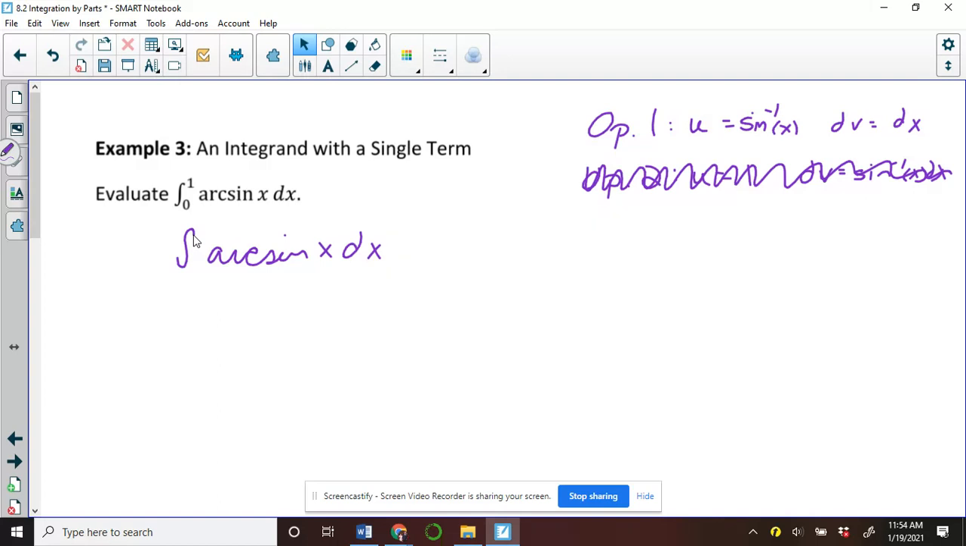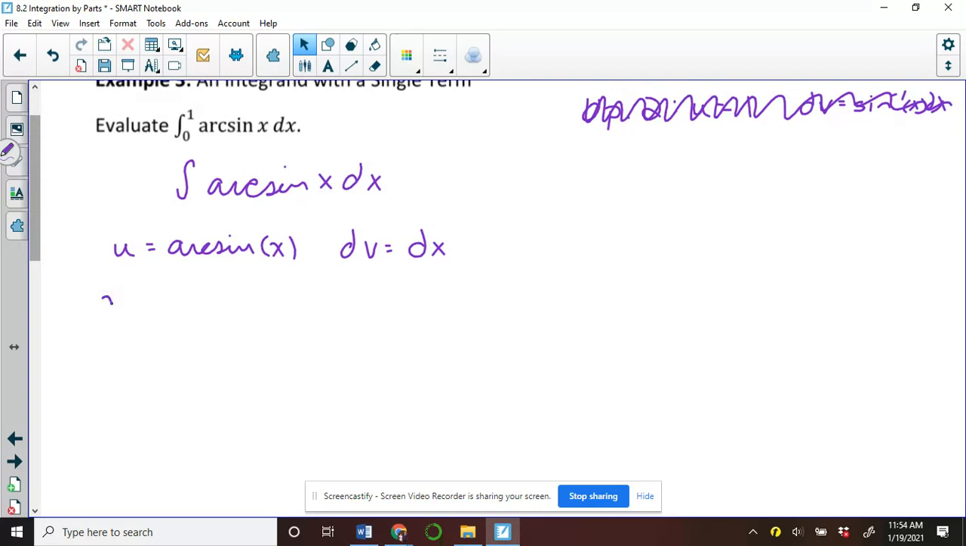So you don't want to use that option, obviously. So our option is u equaling arc sine of x and dv equaling 1 dx. du, the derivative of arc sine, is 1 over the root of 1 minus x squared dx, and the integral of dv, which is just 1 dx, would be x. Now we have a good setup to begin.